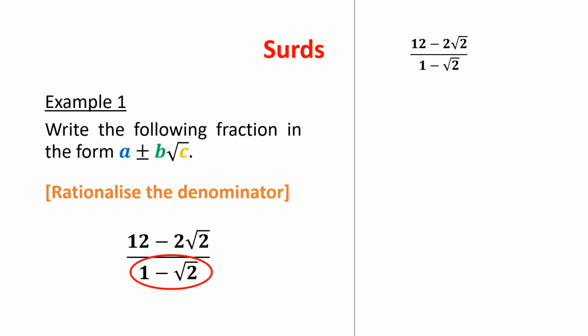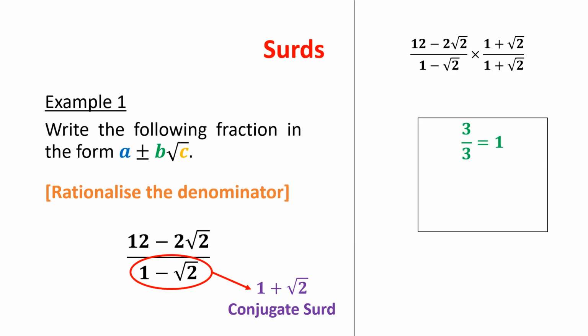Now, if we look at the bottom, it's 1 minus root 2. The conjugate surd becomes 1 plus root 2. So what we're going to do is we're going to multiply this fraction by 1 plus root 2 over 1 plus root 2. It's the conjugate divided by itself.